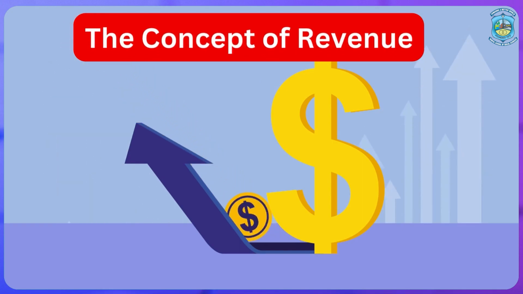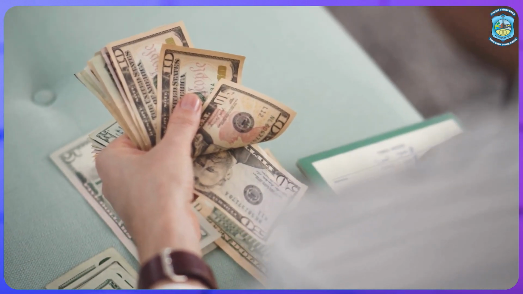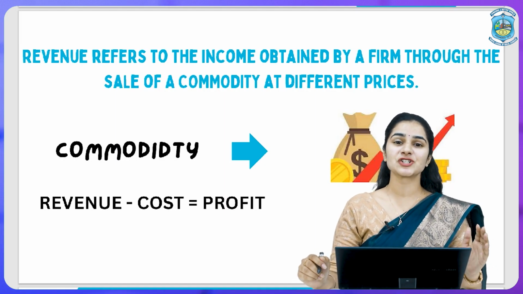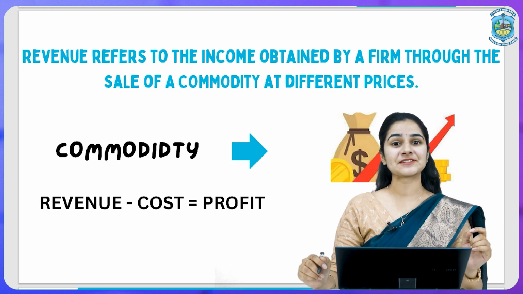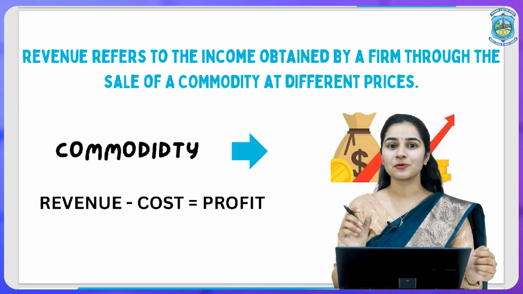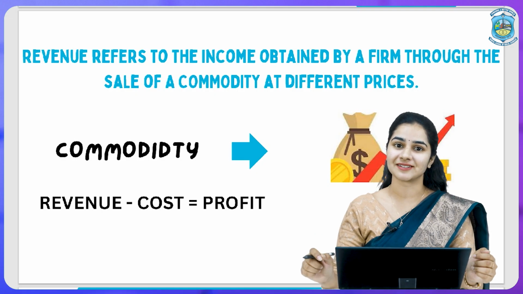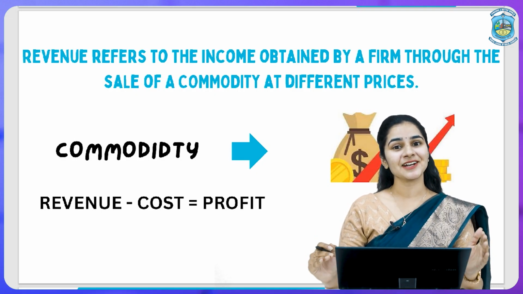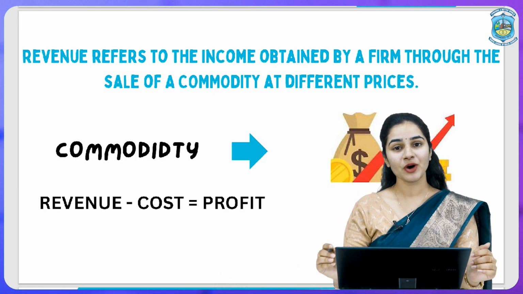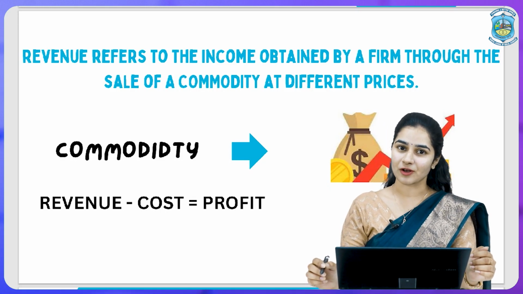Revenue refers to the income that is received by the firm from the sale of a commodity at different prices. Let us take an example. Suppose a shopkeeper sells a pen at rupees 50, which might have cost him around 30 rupees. So those 50 rupees is basically the revenue and the cost to him is rupees 30. Now the cost when added to the profit resultantly gives us the revenue. So the profit can be calculated as the revenue minus cost.